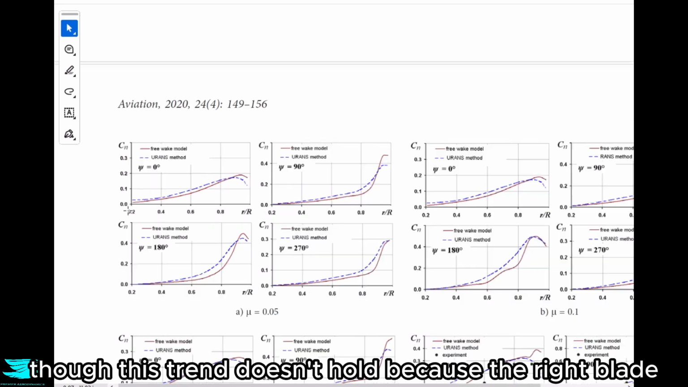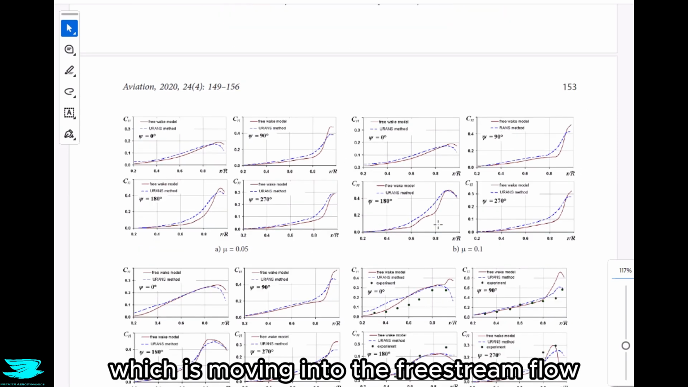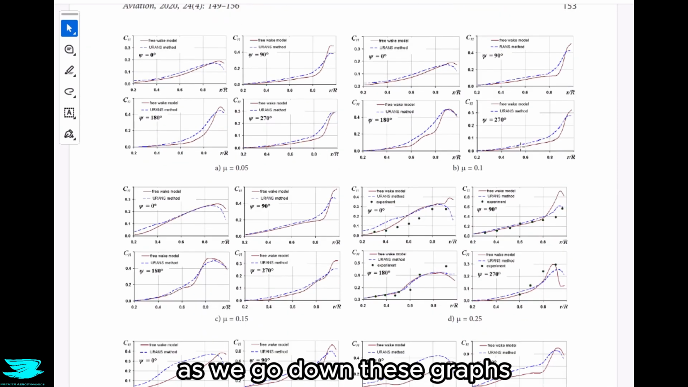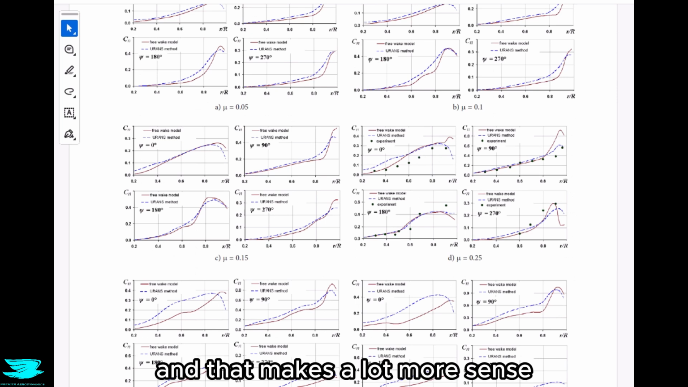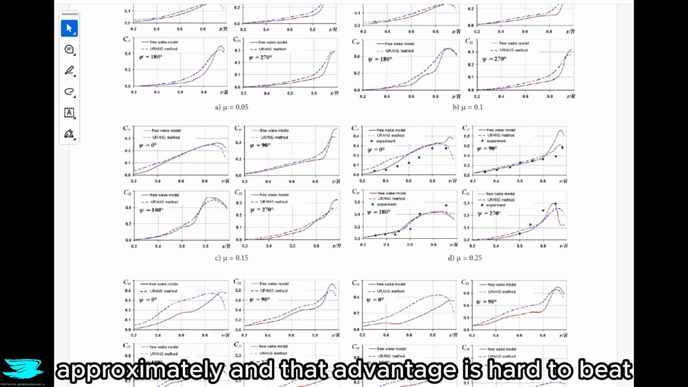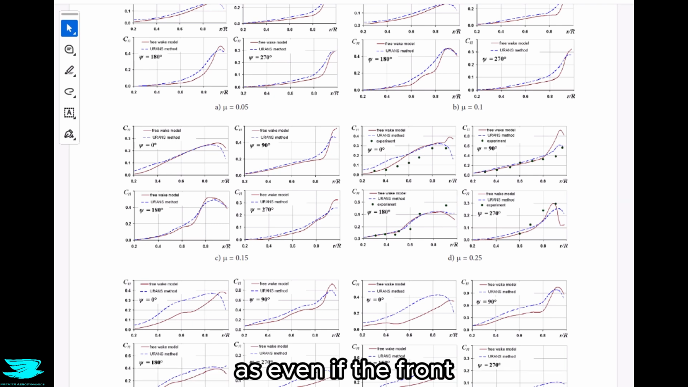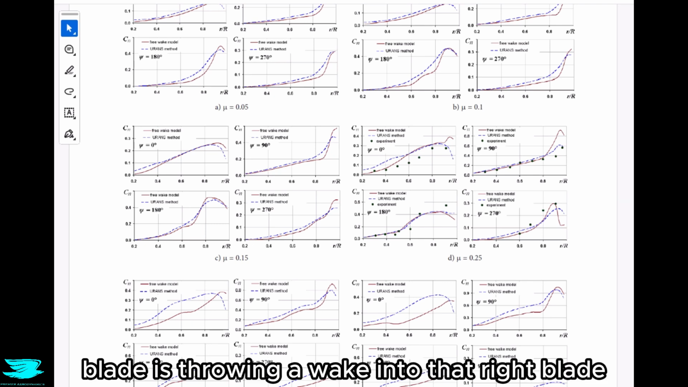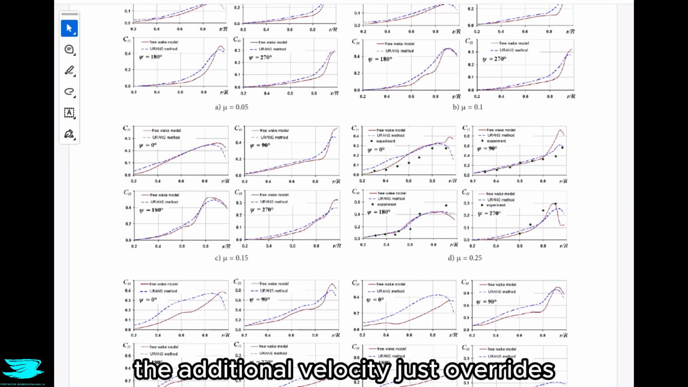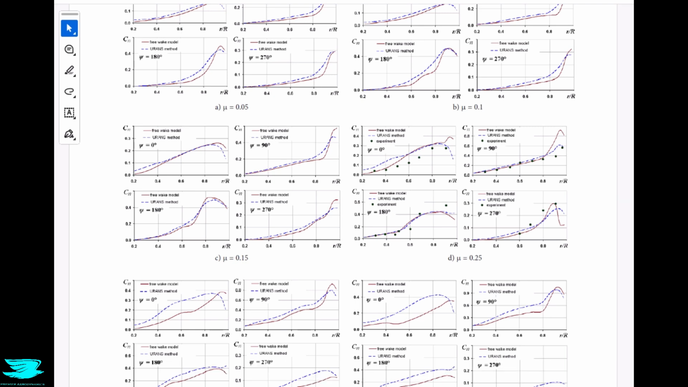As the advance ratio increases though, this trend doesn't hold because the right blade, which is moving into the free stream flow, produces more and more normal force as you go down these graphs. And that makes a lot more sense because despite being in a wake, it's seeing like 10%, 20%, or even 45% faster flow approximately. And that advantage is hard to beat. You have so much more energy now. And so even if the front blade is throwing a wake into that right blade, the additional velocity just overrides that wake deficit. So you're producing more upwards force, which is mostly lift.